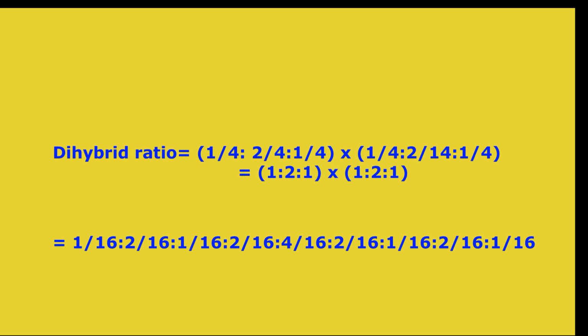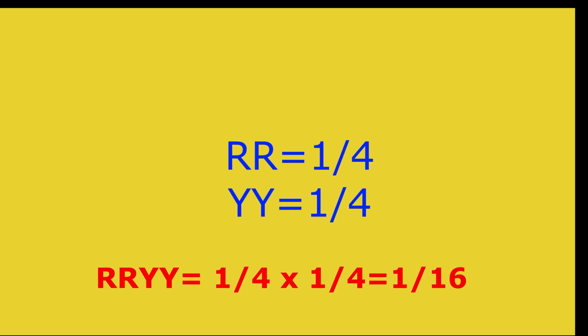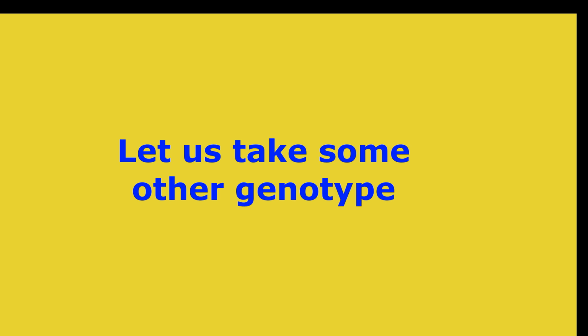For example, capital R, capital R, capital Y, capital Y. How many individuals are there? Here you must remember that a dihybrid cross is the product of two monohybrid crosses. In the monohybrid cross, capital R has 1/4, and similarly capital Y has 1/4. So the product of 1/4 and 1/4 gives the number of individuals that are capital R capital R and capital Y capital Y. Similarly, we can find out other genotypes also.